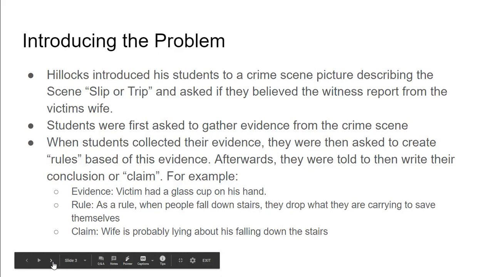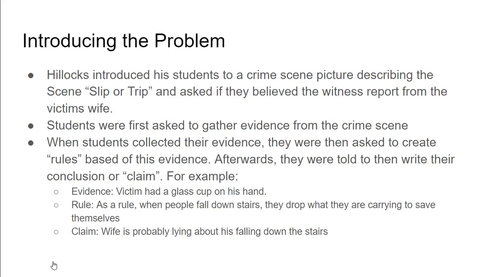Introducing the problem. Helix introduces his students to a crime scene picture describing the scene as slip or trip, and asks if they believe the witness report from the victim's wife. Students were first asked to gather evidence from the crime scene. When students collected their evidence, they were then asked to create rules based off this evidence. Afterwards, they were told to write their conclusions or claims.